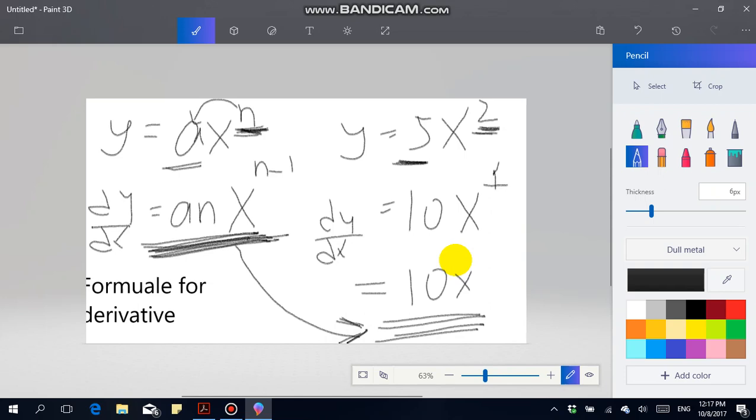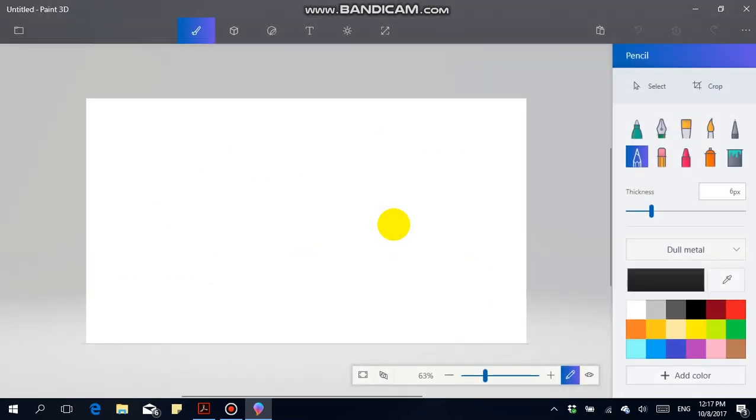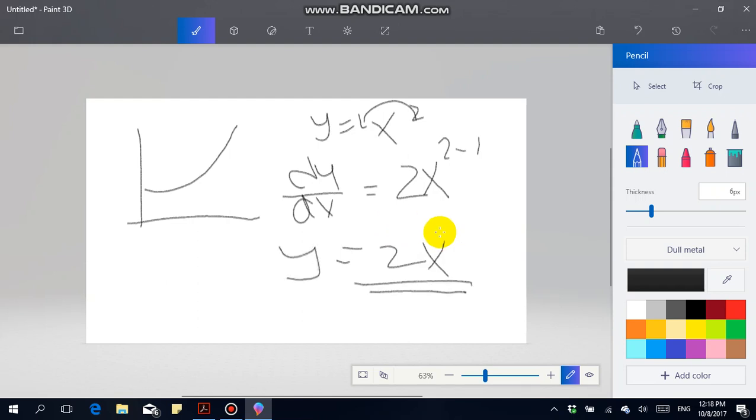But the intuition is the same as before, and that intuition is that when you have a curve, it is hard for you to find the gradient of this curve. So you differentiate it with respect to x. The way to do it is you multiply this with this and you subtract the power by 1 and you get this. So this is the gradient of the line.